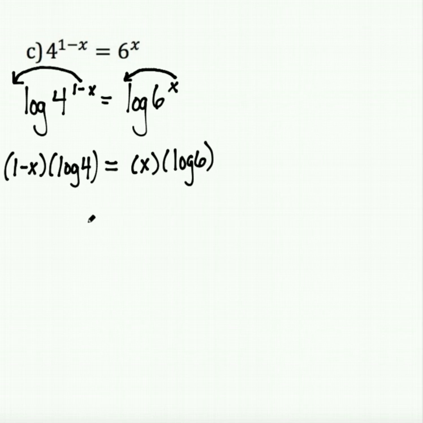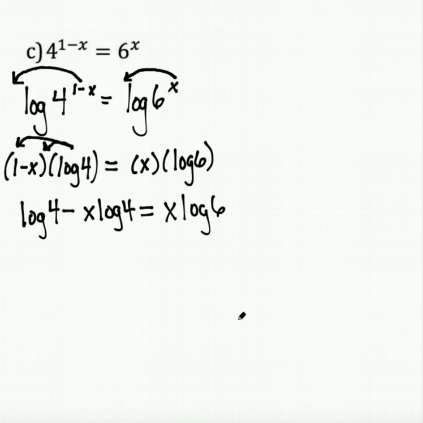Okay, now again, my goal is to solve for x, but I have x on both sides. So you have a couple options. What I'm going to do is distribute this log of 4 to both the 1 and the x. So that's going to give me log of 4 minus x log of 4 is equal to x log of 6. All right, I'm trying to get my x's on the same side, so I'm going to add x log 4 to both sides.